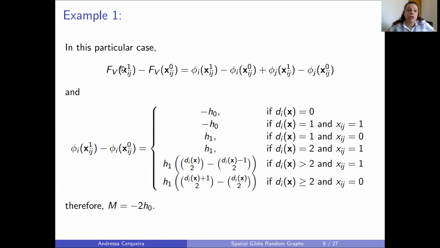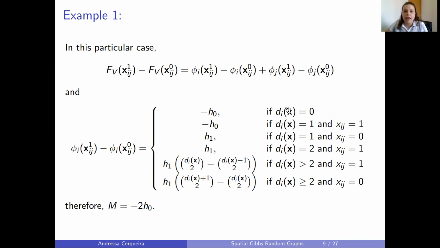So first, we need to look at this difference. This difference here is just the difference of the phi functions for node i and the difference of phi functions for node j. So let's check the first part, when I look at the difference of phi function for node i. I'm not going into details of how to get this, but when you look at this difference, it will only depend on the degree of node i. That means that this difference will depend only on edges connected to i. This will be the same thing when I analyze this difference for node j.